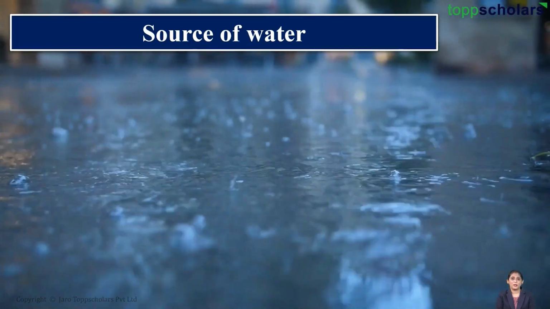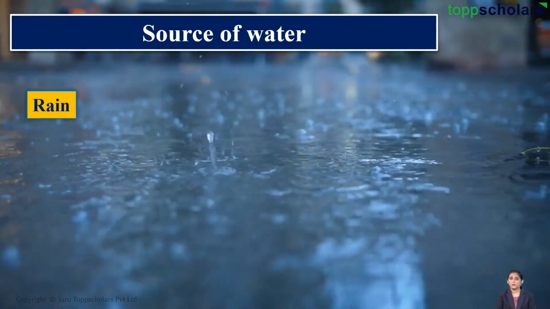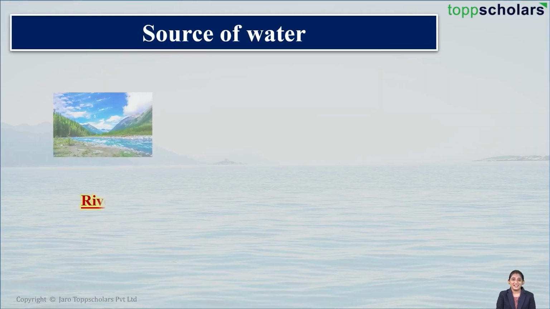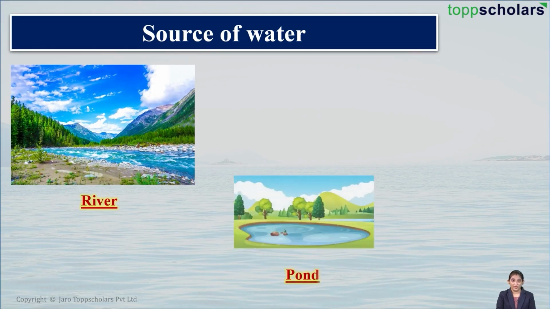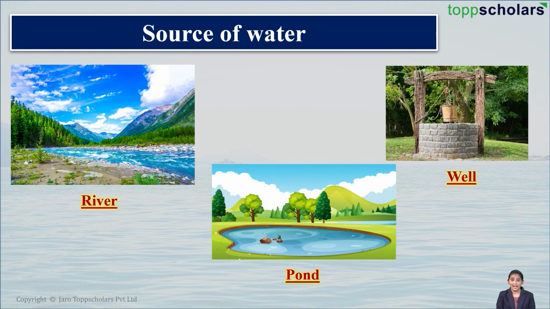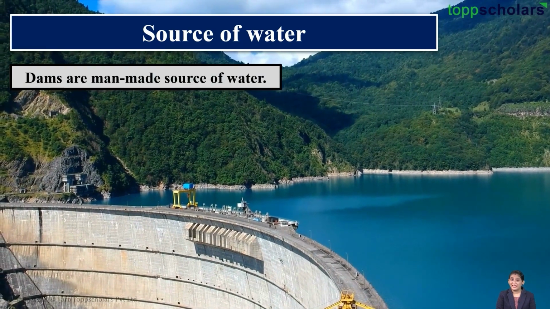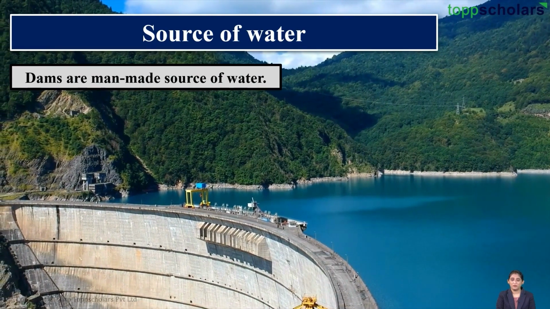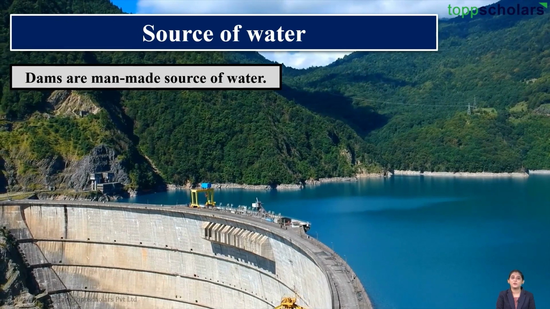Now, let's talk about the sources of water. So, the first source of water as we know will be rain, right? The second source of water is river, then we have ponds and well. Also children, dams are a source of water. But are they natural sources of water? No, dam is a man-made source of water.